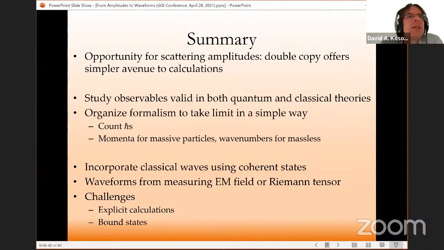So I'll come to my summary here: the double copy, and I think as we continue doing more explicit calculations, other structural features will offer a simpler avenue to calculations of gravitational wave observables from scattering amplitudes. The path that we've taken is to study observables that are valid in both the quantum and classical theories, and to organize the formalism to take the limit in a simple way. So in a sense, we have to do some hard thinking initially to organize the calculation, but once we have our master formula for the desired observable, one can turn the crank.